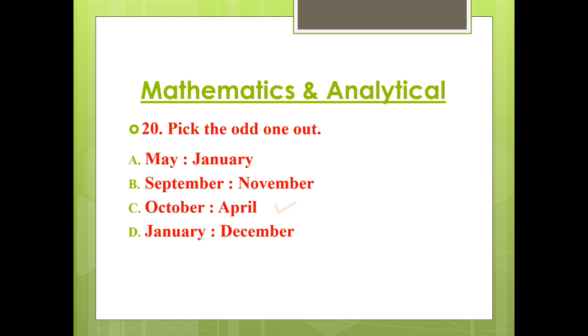In these kind of questions, you have to find out the similarities or dissimilarities between the options given to you. Now here they have given you May and January. What's the common thing in between them? Well, both the months have 31 days. Then September and November, both the months have 30 days. October and April, October is of 31 days, April is of 30 days. So this is the odd one out here.